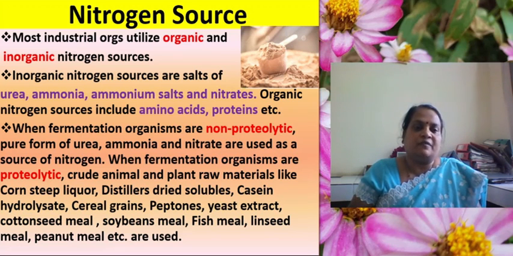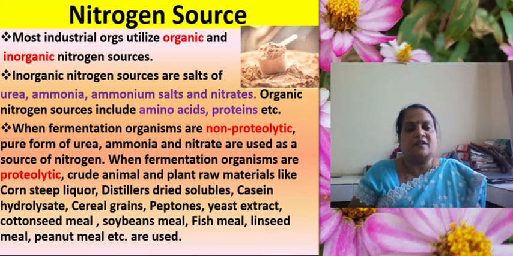Nitrogen source added to the fermentation medium may be organic or inorganic in nature. Organic nitrogen sources include proteins or amino acids. Inorganic nitrogen sources include inorganic salts like ammonia, ammonium salts, nitrates, etc. Further, some fermentation organisms are proteolytic and some are non-proteolytic. If the fermentation organism is proteolytic, that means the organism has the ability to hydrolyze complex proteins, so you can use complex protein sources as nitrogen providers.